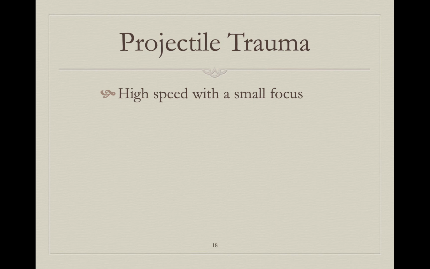So next we go on to projectile trauma. So projectile trauma can look like blunt force and sharp force trauma. Projectile trauma just means something impacted the bone with high speed but at a small focus. In modern day, the most common type of projectile trauma is from bullets, but in the past they can be caused by arrows, spears, cannonballs, grenades, or shrapnel.